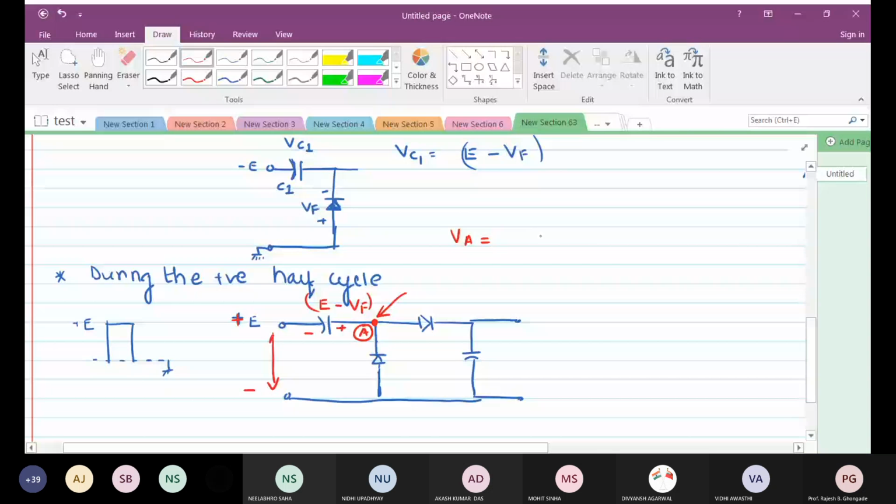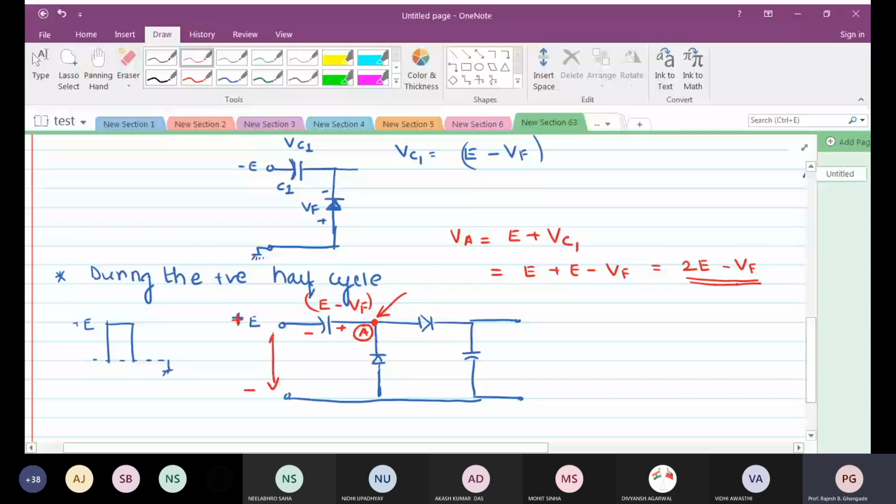Positive. E plus whatever is the voltage across capacitor C1, isn't it? E plus VC1, that is E plus E minus Vf. That gives me twice E minus Vf, which is the voltage at point A. Obviously this is going to be a positive voltage. The voltage at point A is 2E minus Vf.